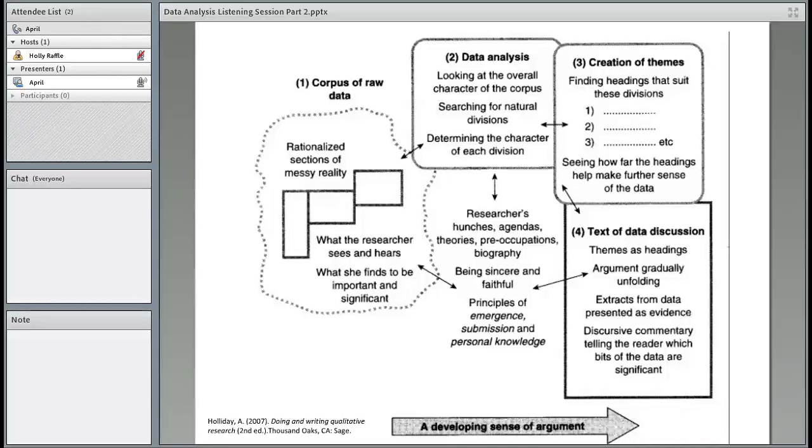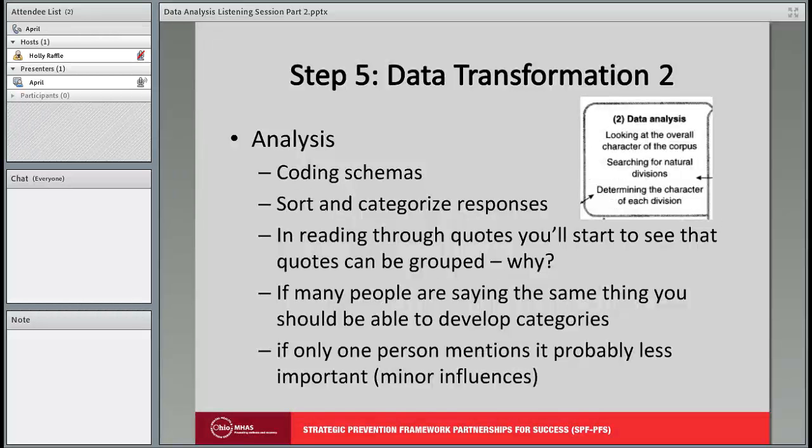And we'll come back to this infographic throughout the webinar today. So the next step, like we talked about, is step 2 in data analysis from Holliday, or step 5 in our process so far, really starting the analysis. We're going to start coming up with our coding schemes and sorting and categorizing our responses.